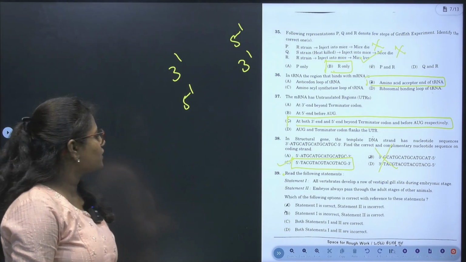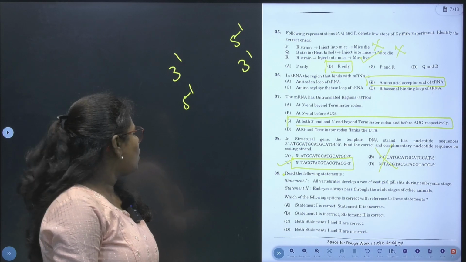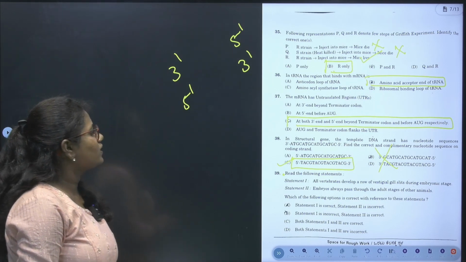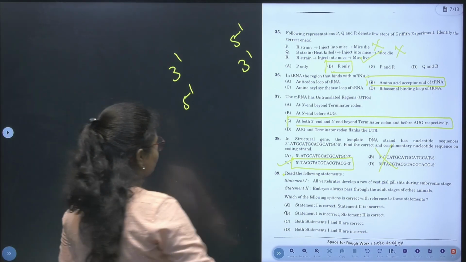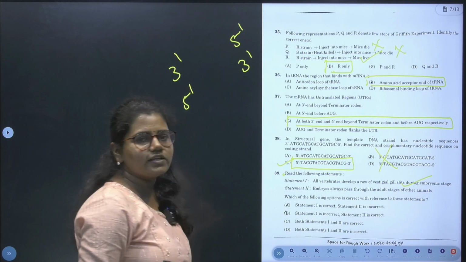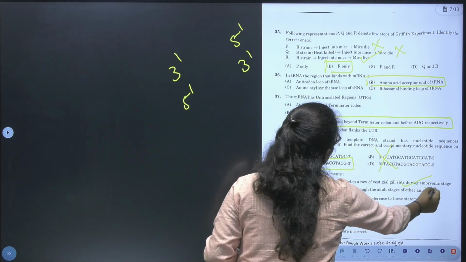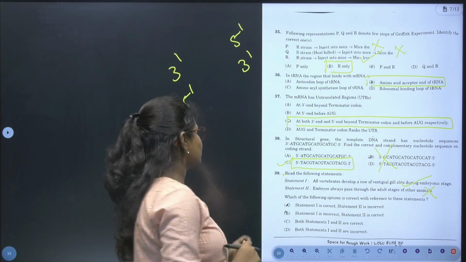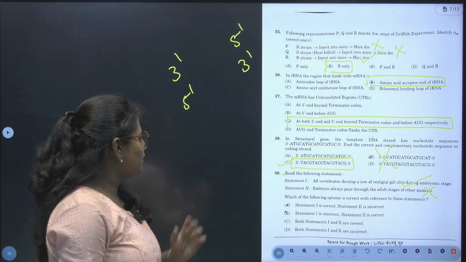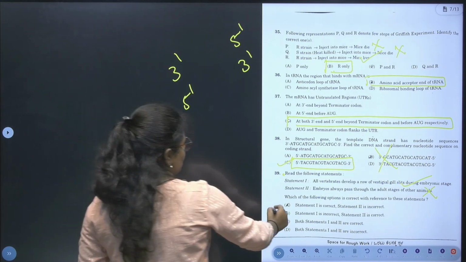Next, question number 36. Read the following statement. Statement 1. All vertebrates develop a row of vestigial gill slits during embryonic stage. Yes, this is a correct statement. Statement 2. Embryos always pass through the adult stages of other animals. No, this is a wrong statement. Statement 1 is correct, statement 2 is wrong. So the option correct here is A.